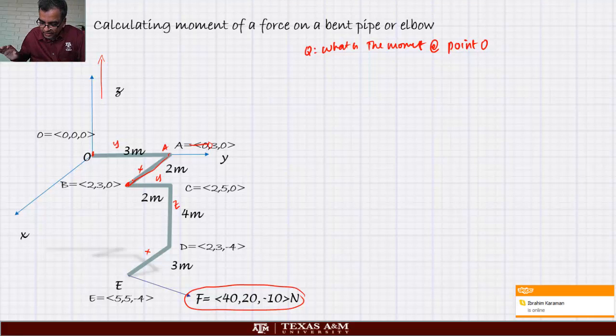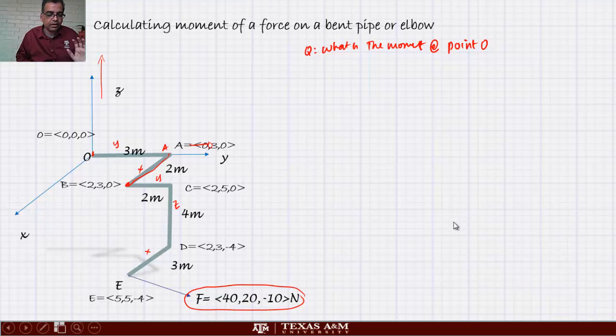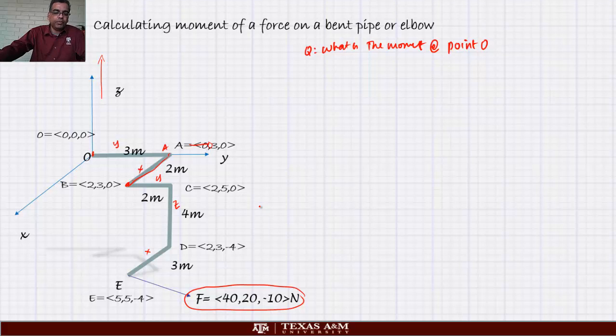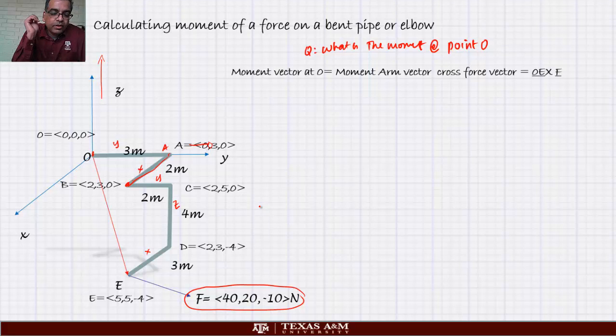Okay, so I want you to understand that these kinds of things are quite straightforward and simple to do. Okay, so let's see. We found all the points. Next thing to do is to say, if I want to find the moment vector at this point, what I do is I take my vector from O to E, which is where the force is acting. Moment arm vector is this.